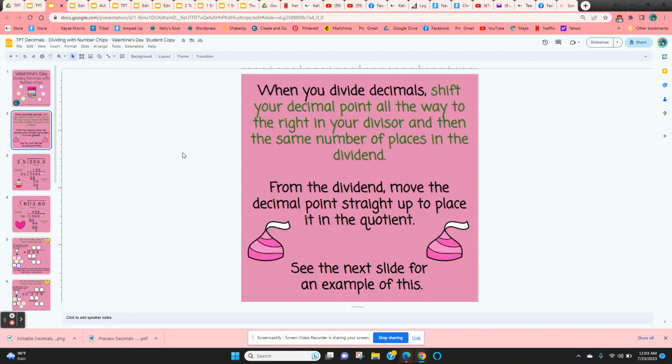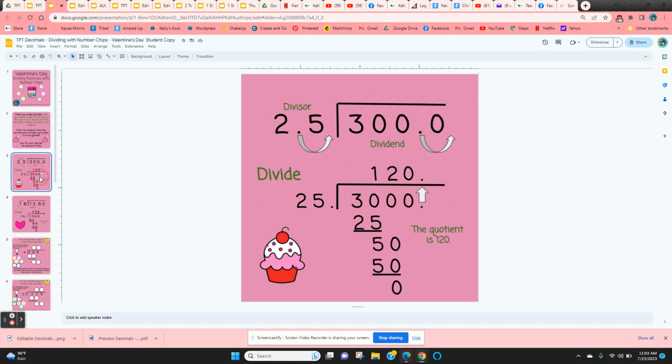And slide 2 starts with explaining to the students how to shift the decimal point all the way to the right in their divisor, and then the same number of places in the dividend before they divide. And then they're given a couple of slides where they're shown the example of how to do that. So here they're going to move that decimal point one place to the right in the divisor, and then also one place to the right in the dividend.